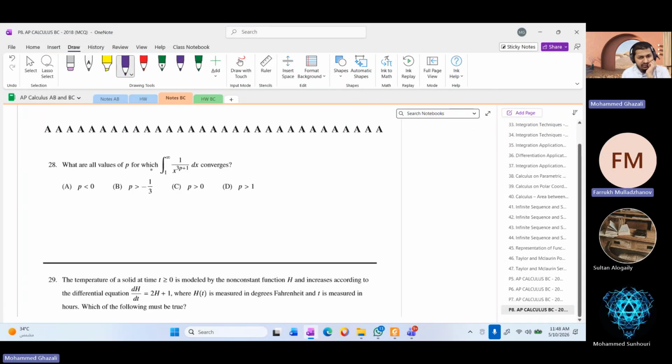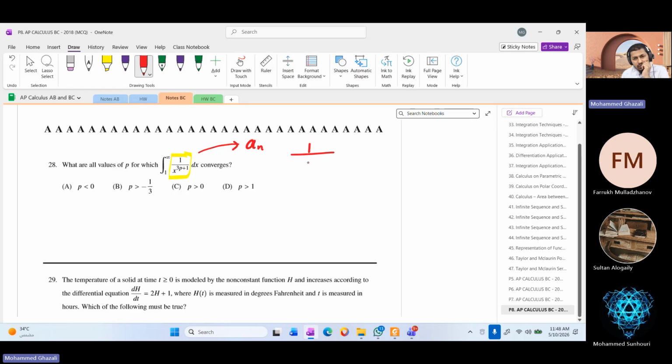Now, what are the values of P for which this improper integral converges? We don't need to integrate this. Now, remember, this is your AN, okay? What is this? This is like 1 over AN. Just say this is your AN function, because this is like the terms of your series.